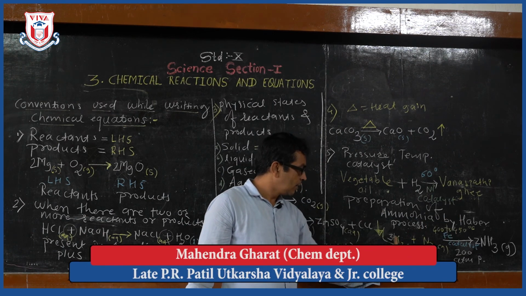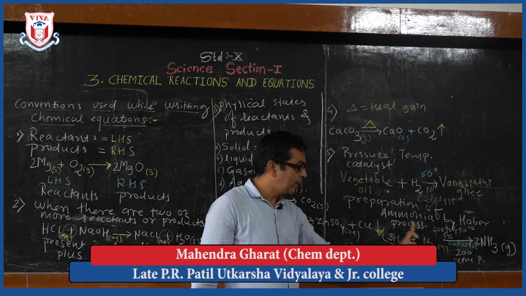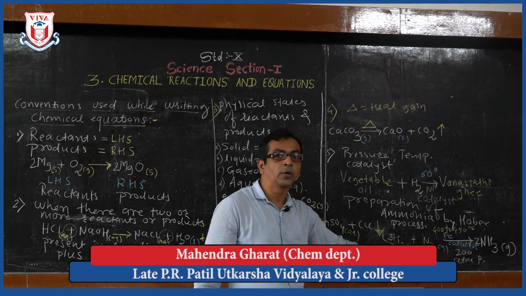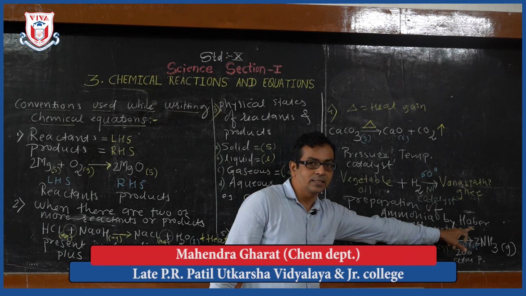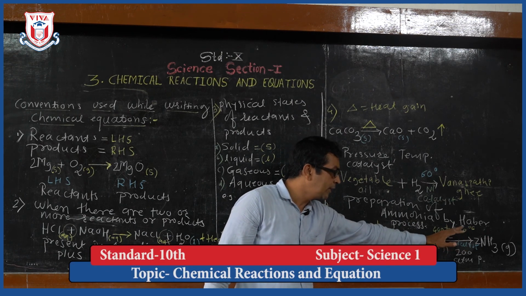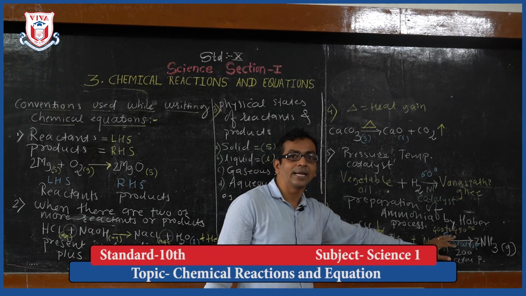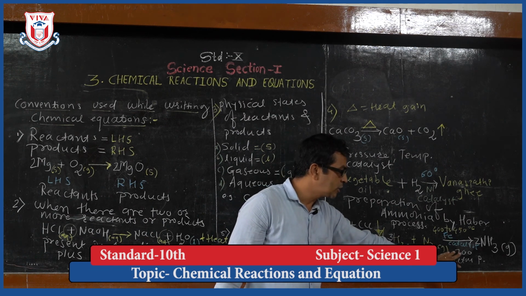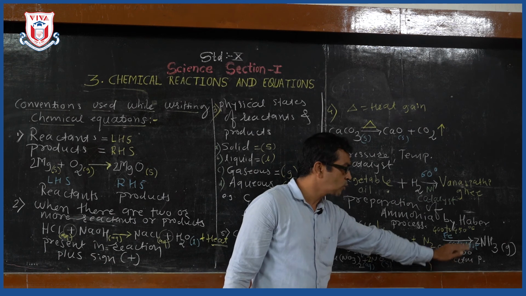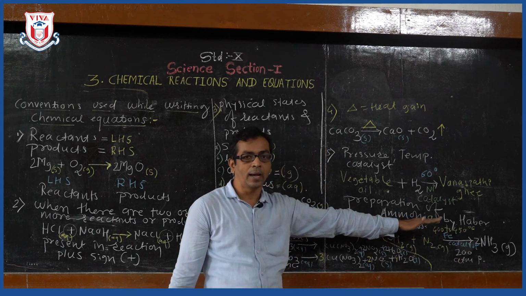Here hydrogen reacts with nitrogen, at 400 to 500 degrees Celsius, the temperature will be this much. This reaction is carried out in the presence of the catalyst Fe, and the pressure is 200 atmospheres. So that you have to write above and below the arrow.